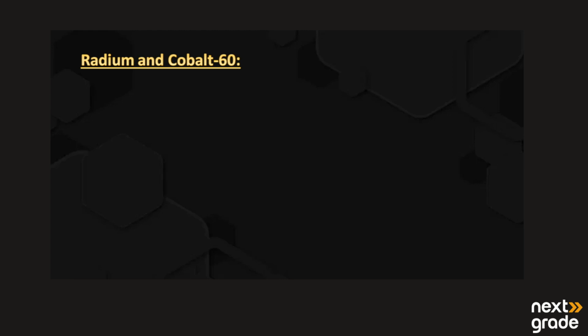Radium and cobalt 60. The symbol of cobalt 60 is Co for cobalt. Its atomic number is 27 and its mass number is 60. So these isotopes are used for the treatment of cancer.